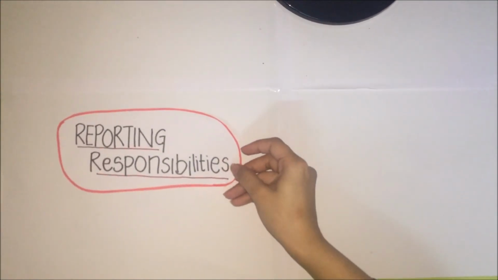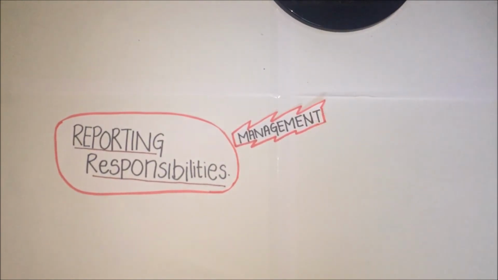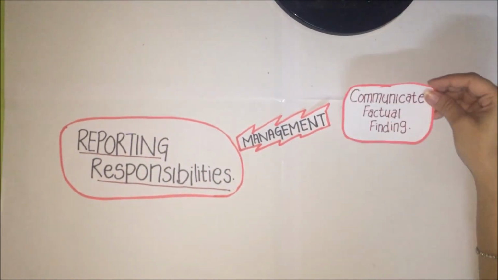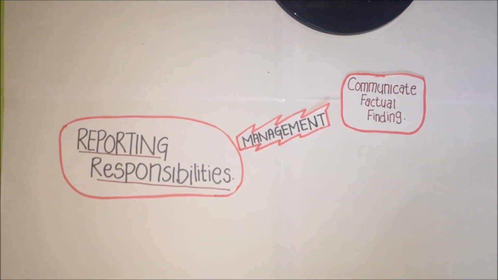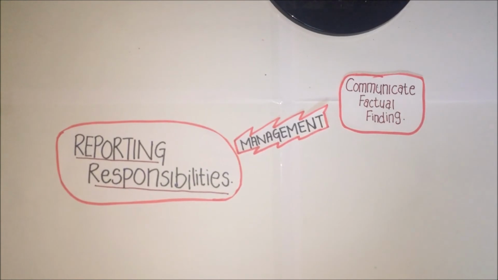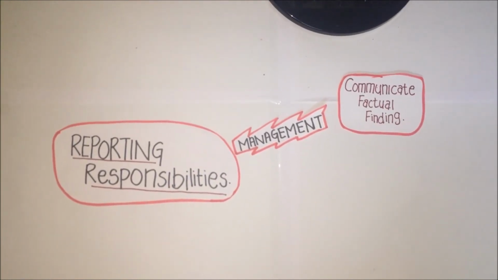Last but not least, the auditor has reporting responsibility towards the management, which the auditor should communicate factual findings to management as soon as the auditor suspects fraud may exist, even if the effect on the financial statement would be immaterial and the actual fraud or significant error.